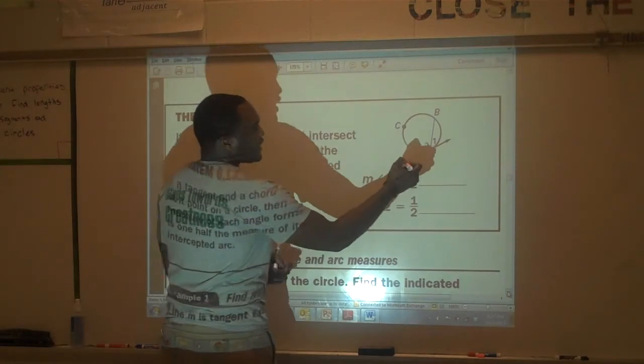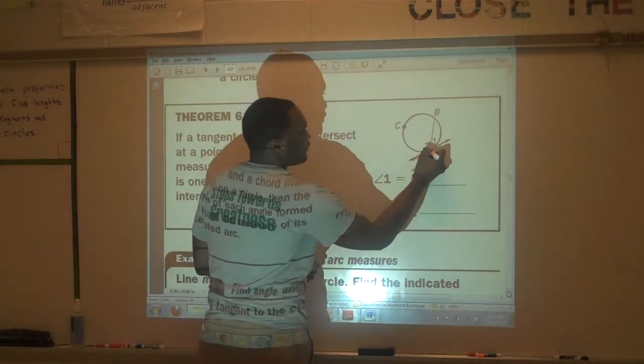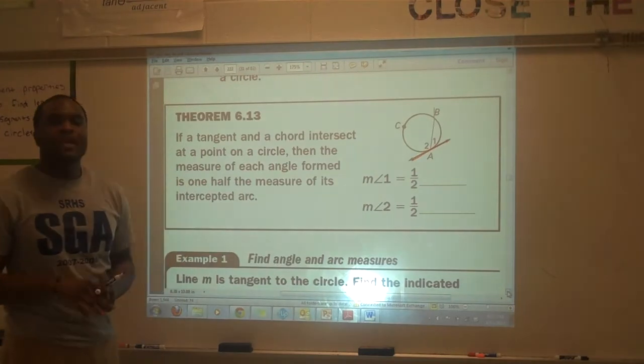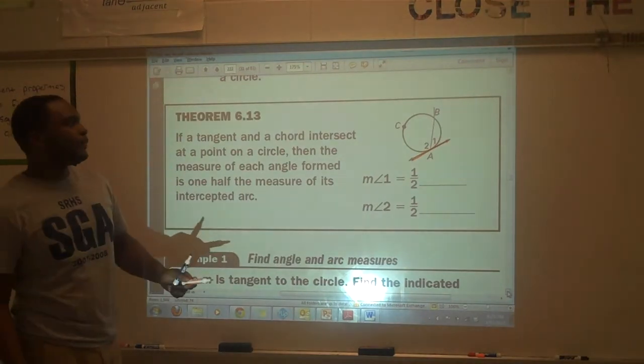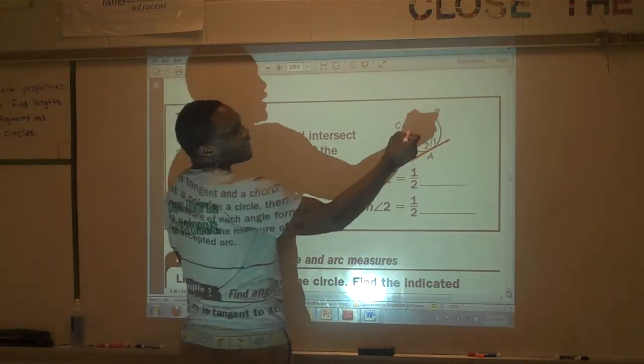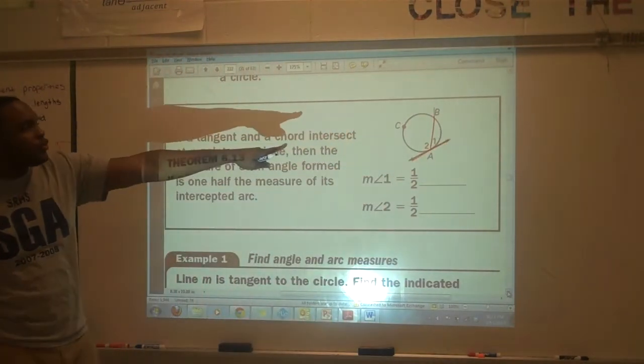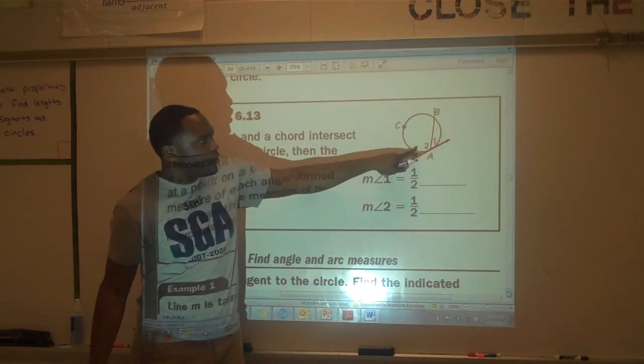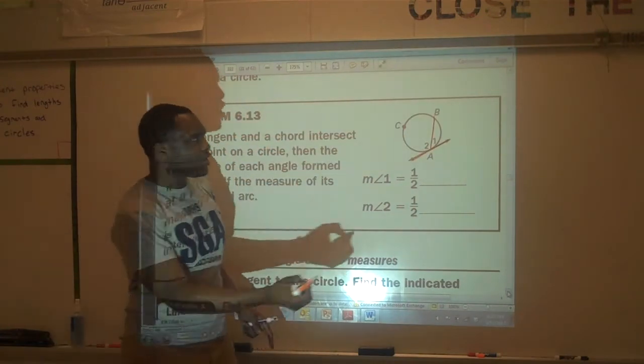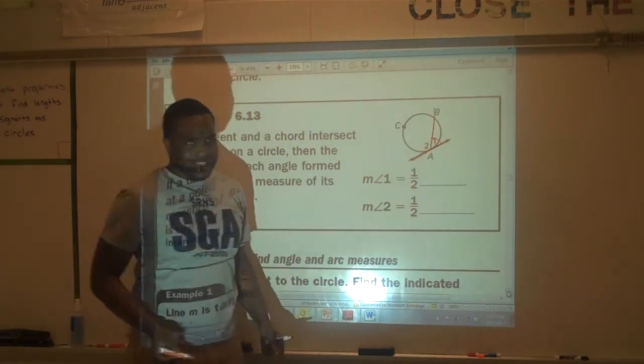So, I have this tangent line A. You know it's a tangent line because it only intersects the circle at one point. And then it actually is intersecting with this chord, BA. So there's two angles formed now. Angle 1 and angle 2. And when I'm talking about angle 1, I'm talking about the angle between the chord and the tangent.